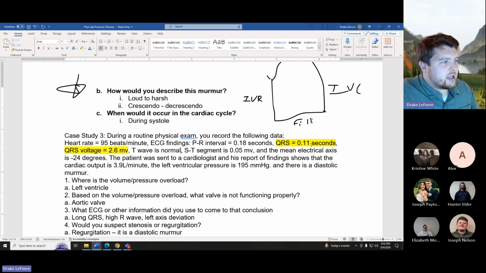The T wave is normal. ST segment is 0.05 millivolts. When does our ST segment become abnormal? What are we looking for? Is it over 1.5? Over 1? Actually, 0.1 technically. It's 0.1 millivolts. One small box up or down is when we start worrying about ST segments. The mean electrical axis is negative 24 degrees. Is that normal or abnormal?